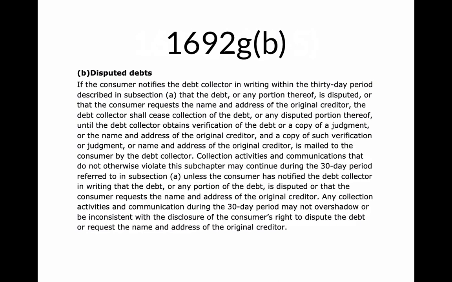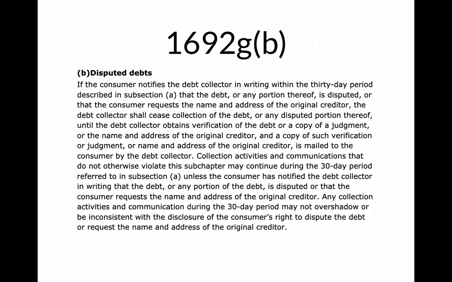But if you just dispute the whole debt, they've got to cease collection of the whole debt until the debt collector obtains verification of the debt or a copy of the judgment or the name and address of the original creditor. So in other words, whatever it is that you've disputed, you dispute the debt, you dispute the name and address of the creditor, you dispute that there's a judgment, whatever it is, they've got to send that to you. And it says mailed to the consumer by the debt collector.